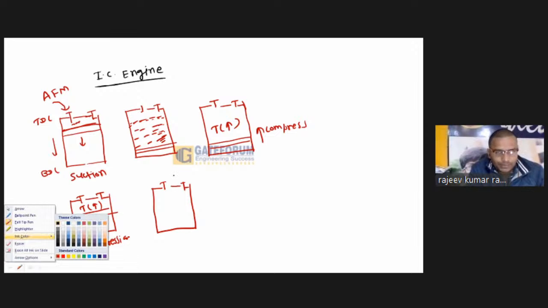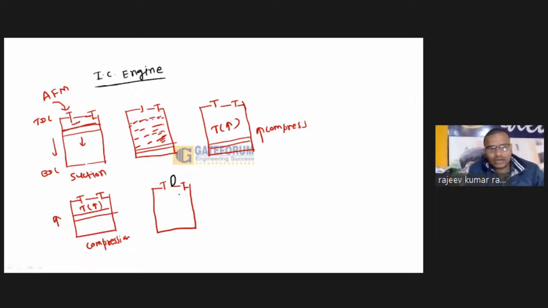So what's happened, there will be a spark plug. So let's assume this is your spark plug. At the end of compression there will be your piston. And you know, my dear friends, at the end of compression the temperature will be very, very high.